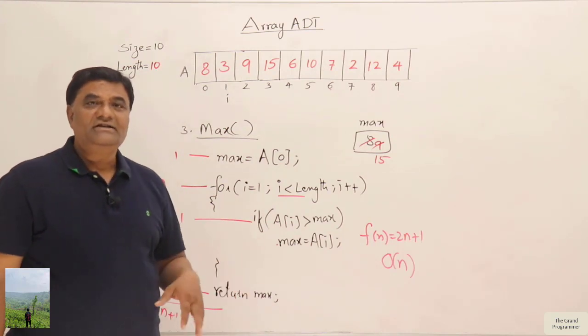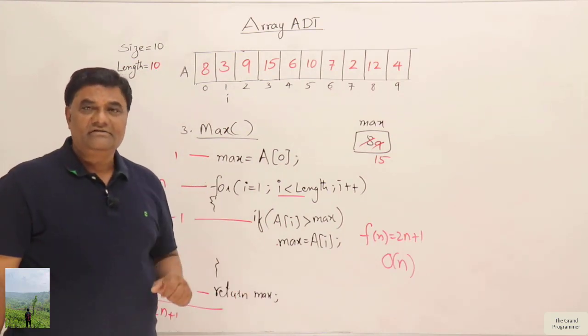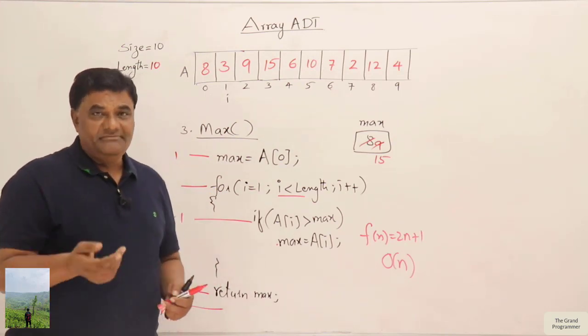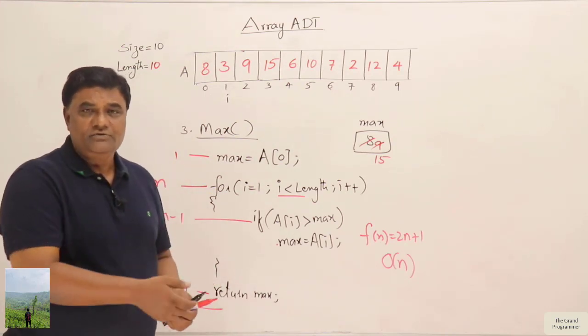So basically you should tell the time complexity based on the working. That's more better. Now next operation is finding minimum. So it is just similar to maximum.